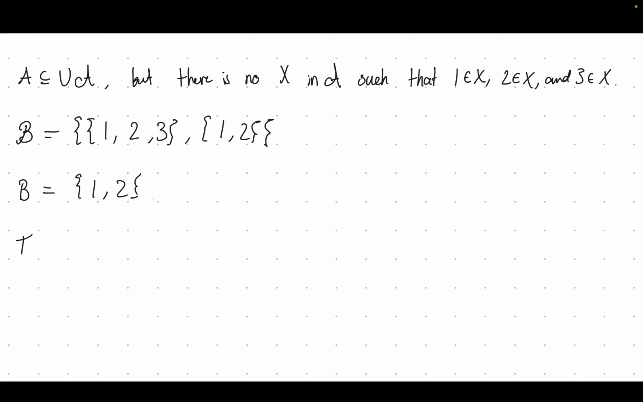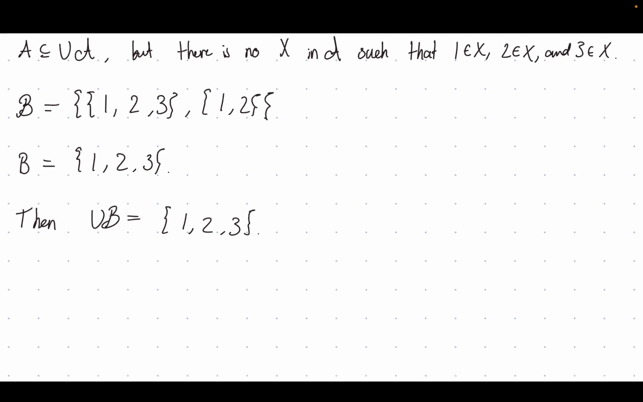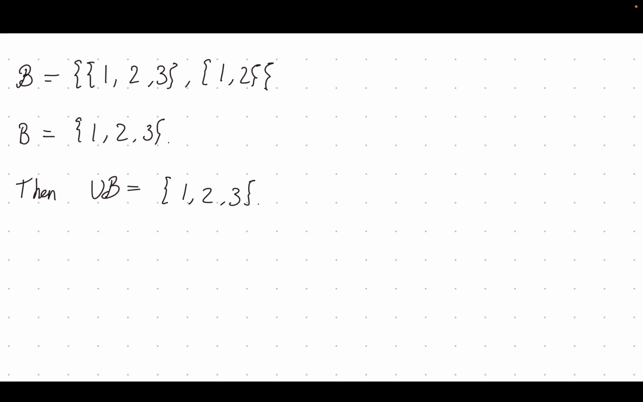Then, or actually, let's just say it's 1, 2, 3. Then the union of B is going to be equal to the set {1, 2, 3}. Why am I complicating this so much? Okay, yeah. So this is what the union of B is, and note that. I'm going to color code this.